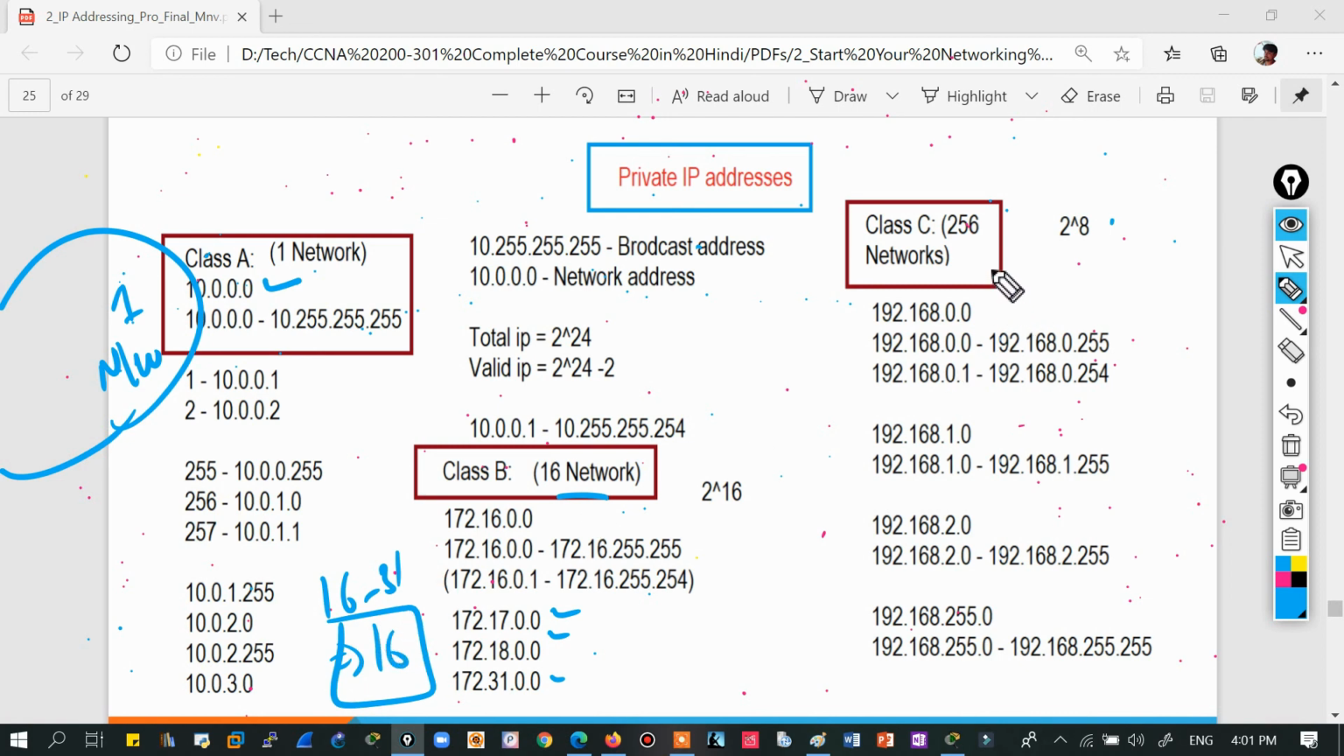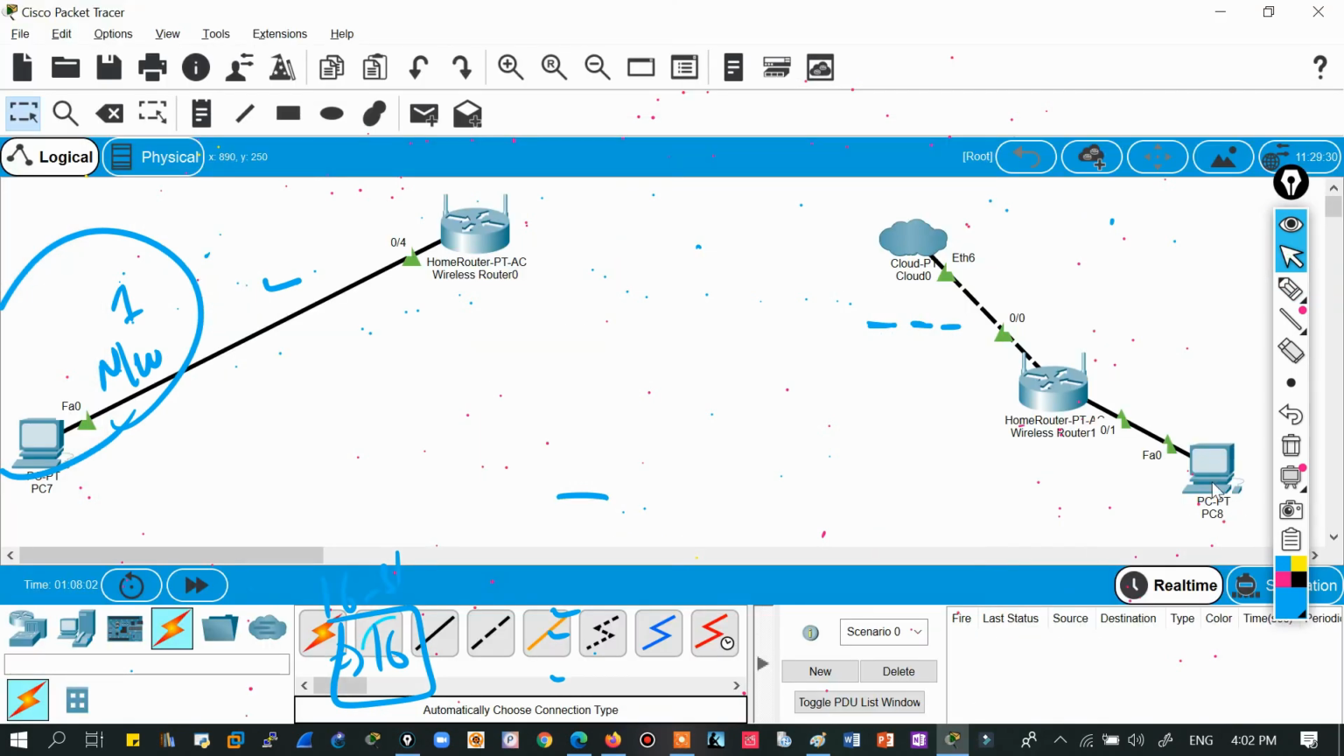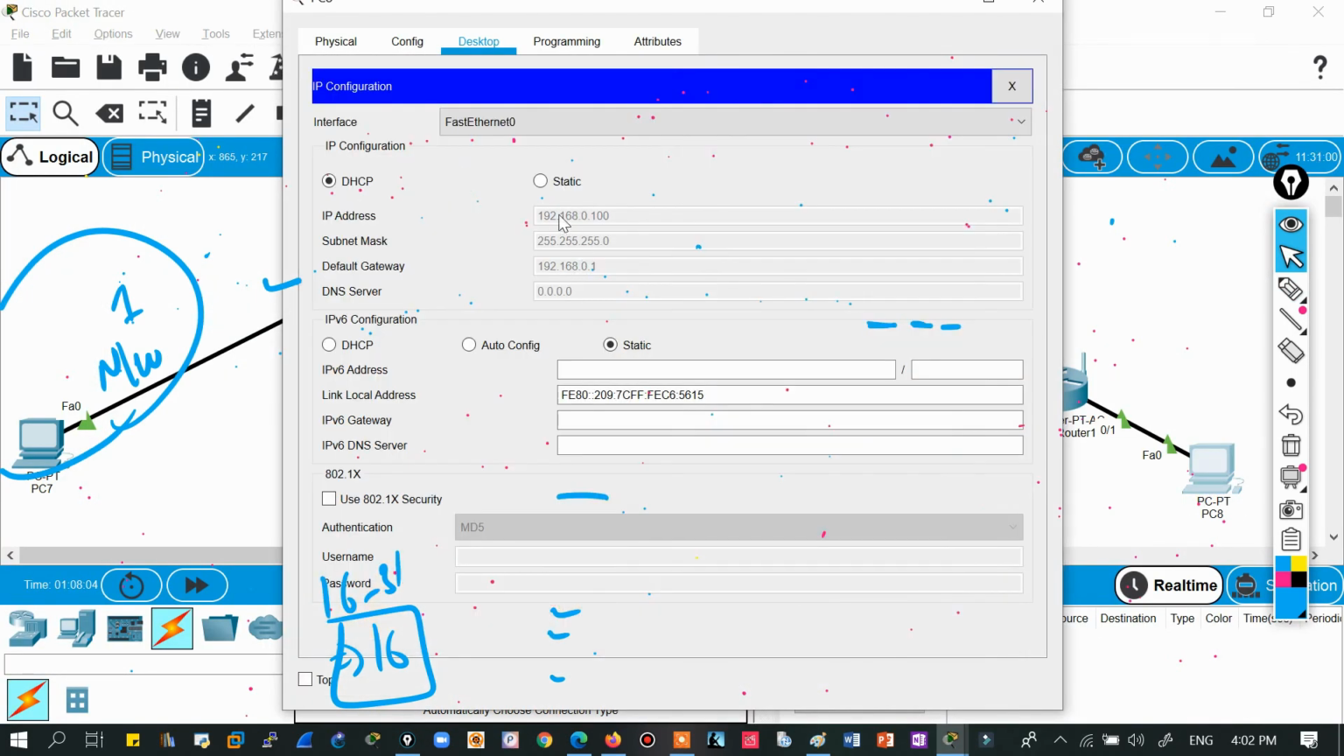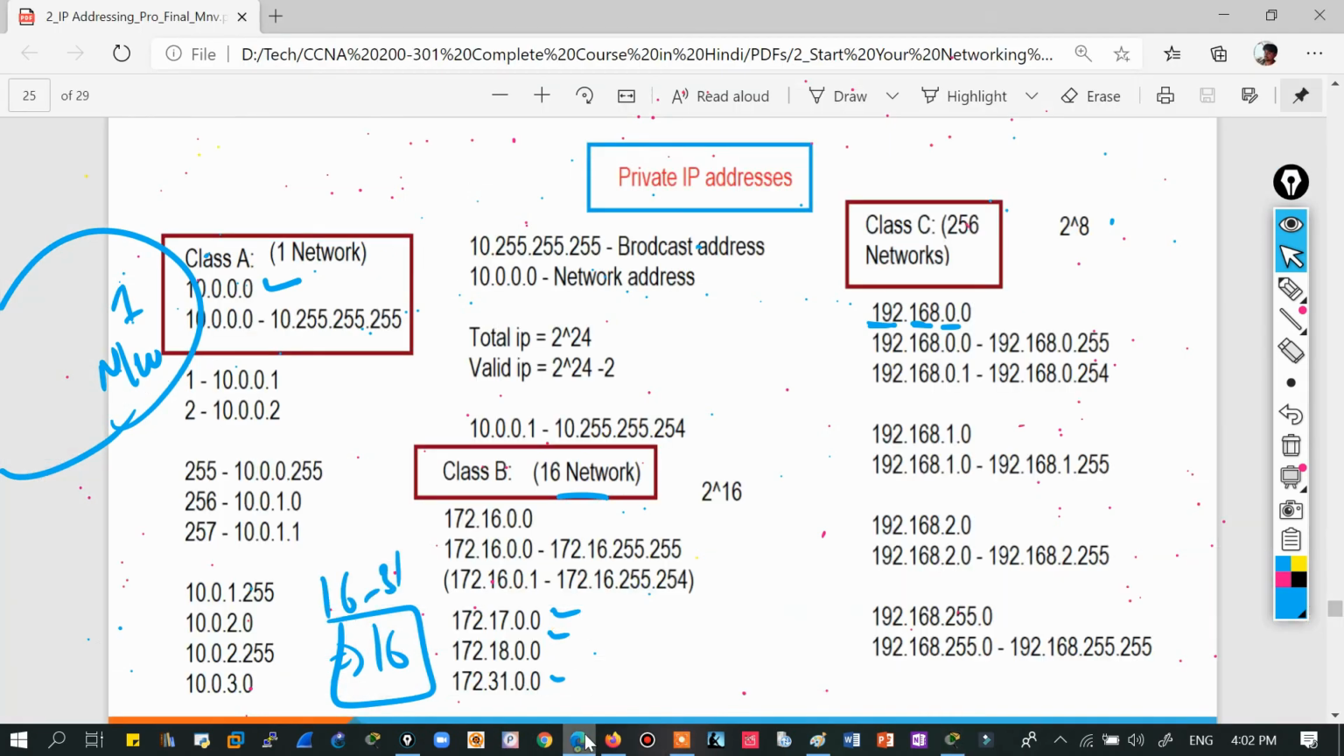In class C, where you need only a small number of hosts, you can use a class C network. So for 192.168, the third octet is reserved for private addressing. 192.168 represents that you are using your private address. In this example, if I click on this, you can see 192.168 means this is a private address. All of the small companies need to use this class C address. In class C we have 2 raised to the power 8, 256 private networks, in class B 16, and in class A 1.